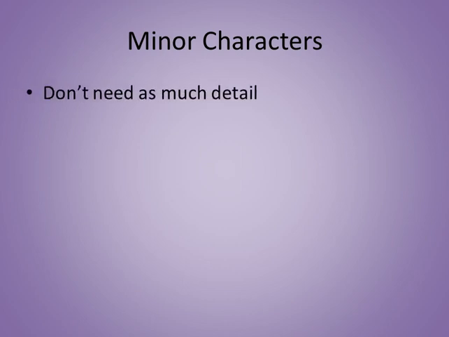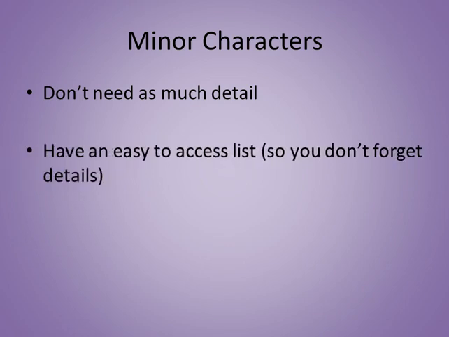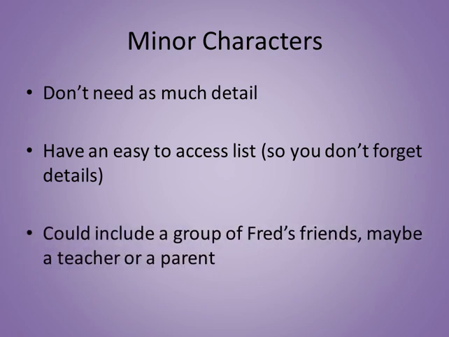With minor characters, I also try and have some kind of sketch. They don't need to have nearly as many details, but have it on a list where it's easy to access. So you don't forget what their hair color is or their eye color, or you forget their names. Because minor characters you don't use nearly as often. So it's good to have a list of them. And some minor characters in the story we're writing are Fred's friends, maybe a teacher or a parent. The bully would definitely be a minor character. And some other characters that he might bump into as time goes on. Maybe his siblings, because he's in that family. He's the youngest, so some older siblings would definitely be minor characters in this story.